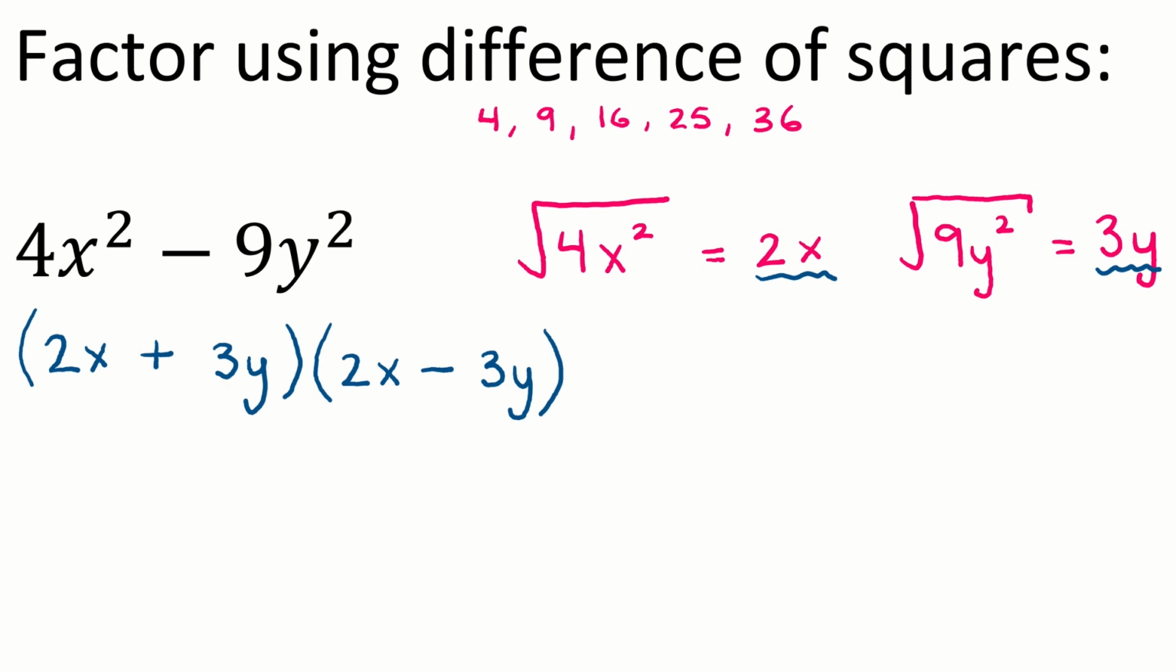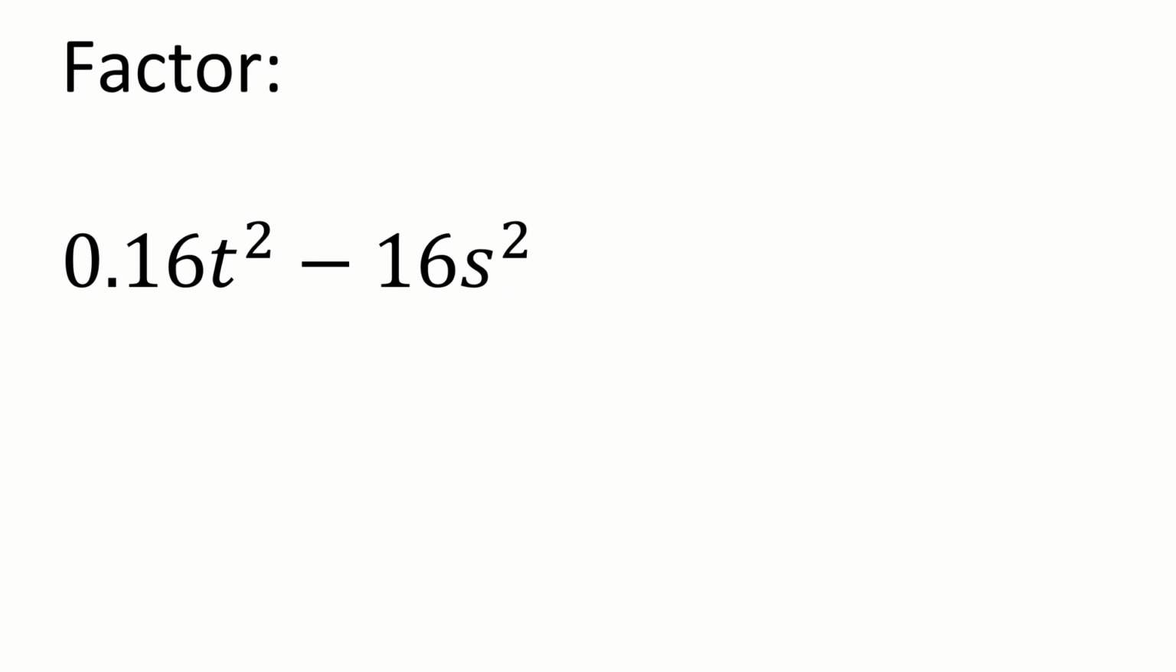Let's look at another question. So pause the video and try this out, and then we can solve it together. All right, so because I have a decimal here, I'm actually going to start by factoring out that decimal. So when I factor it out, I get 0.16 times t squared minus, so 16 divided by 0.16 is 100. So now we're working with t squared minus 100 s squared.